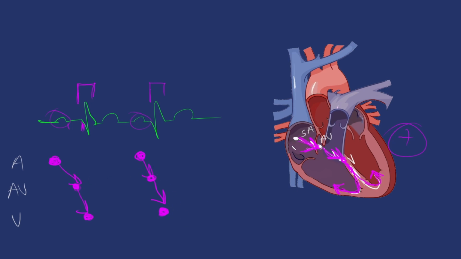So it went from the SA node here, right, is where it started. It went to the AV node, which hung onto it for a normal amount of time. That sent it to the ventricles through the bundle of His and the bundle branches, and then they depolarized through both bundle branches up through the ventricles like normal. This here is our sinus rhythm, right? Because it started from the sinus node and went through.